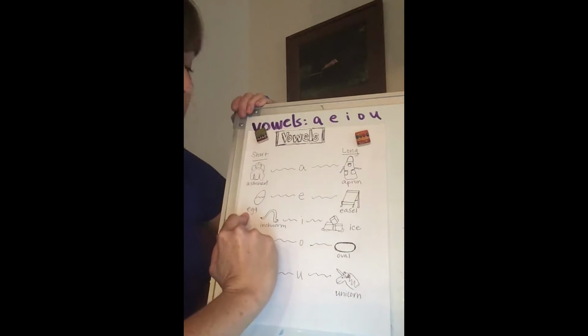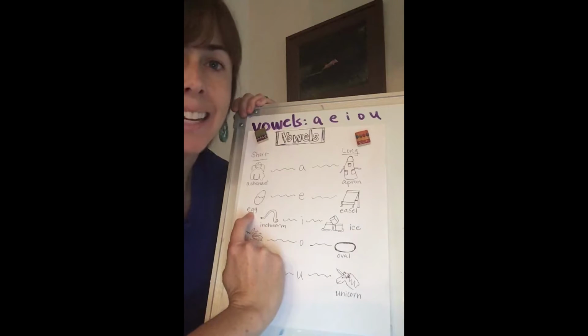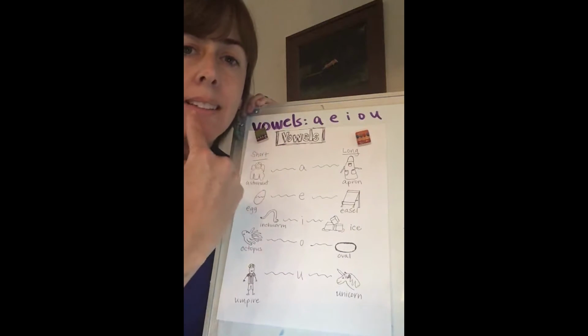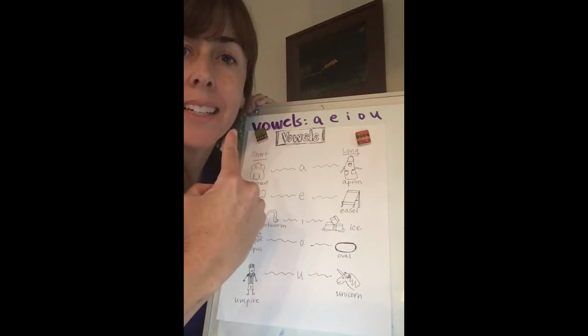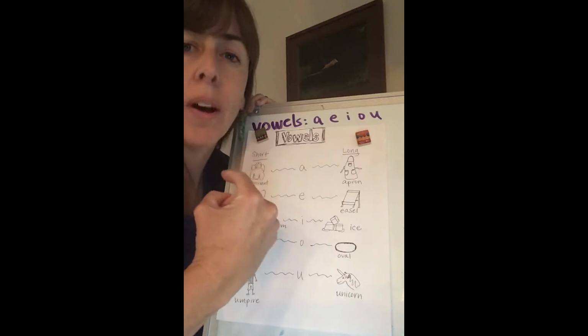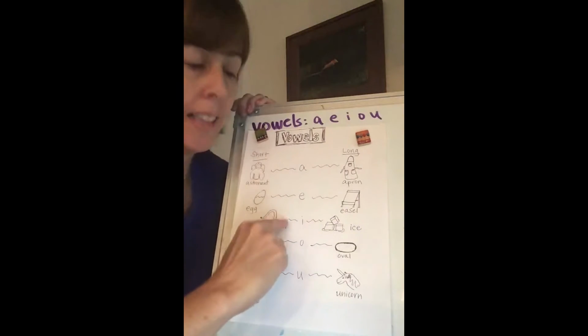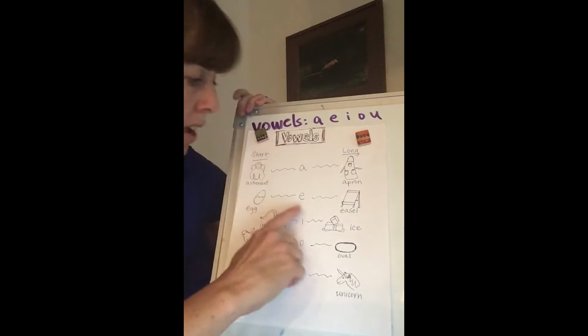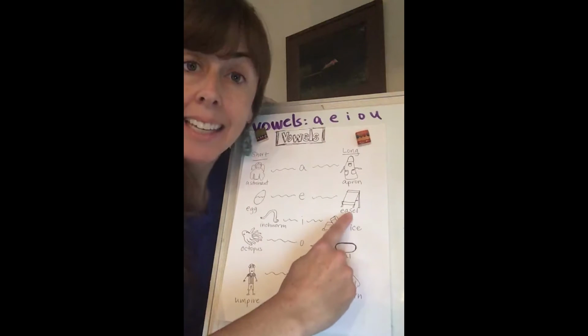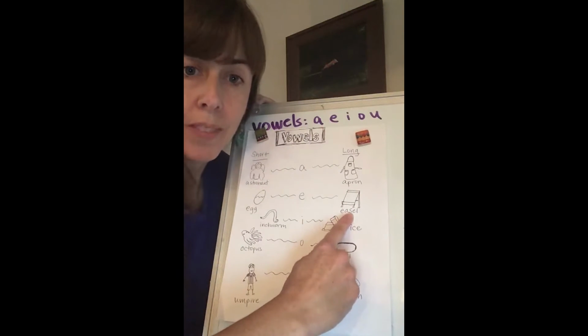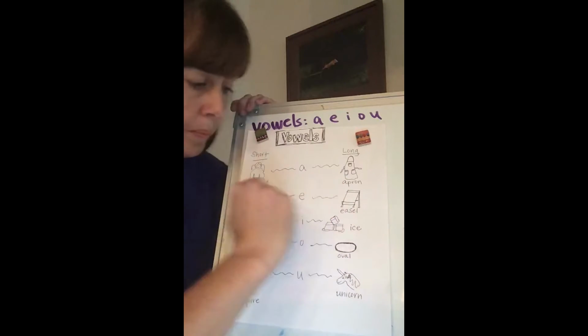Then you have short E, which sounds like eh. Your mouth is not quite as wide as it is for short A. Go ahead and make that sound. Eh, like an egg. Then we have E as in easel. That's the long E sound.